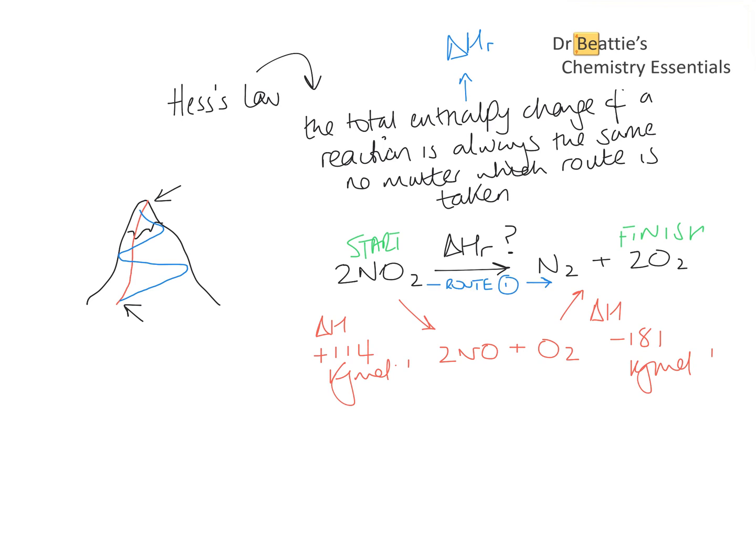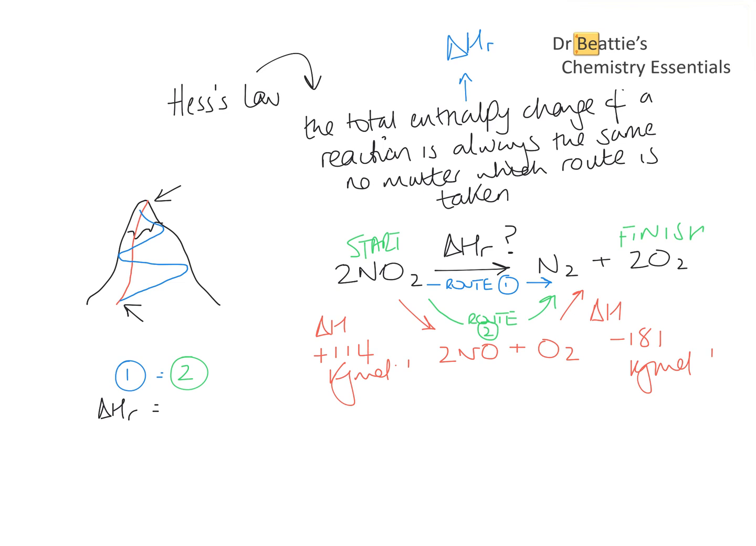So route 1, going from start to finish here, is exactly the same as route 2. Going from start via here and up this way. And so mathematically this looks like this, 1 equals 2. To look at this further, delta HR is route 1, so we've got delta HR here. So route 2 is to first of all go along this arrow here. Now this arrow collectively is worth plus 114.